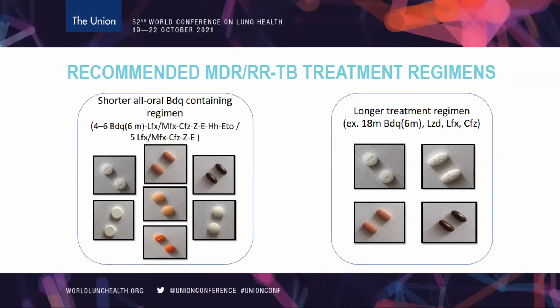The treatment is 9 to 12 months. Then the longer treatment regimen. This regimen is for patients who are not eligible for the shorter all-oral bedaquiline-containing regimen, and also for patients who have extensive TB disease and patients with severe extrapulmonary disease. This regimen is for 18 to 20 months, but with the possibility of modifying the treatment duration. If the patient has done well during the treatment period, the treatment period can be reduced to 15 months.